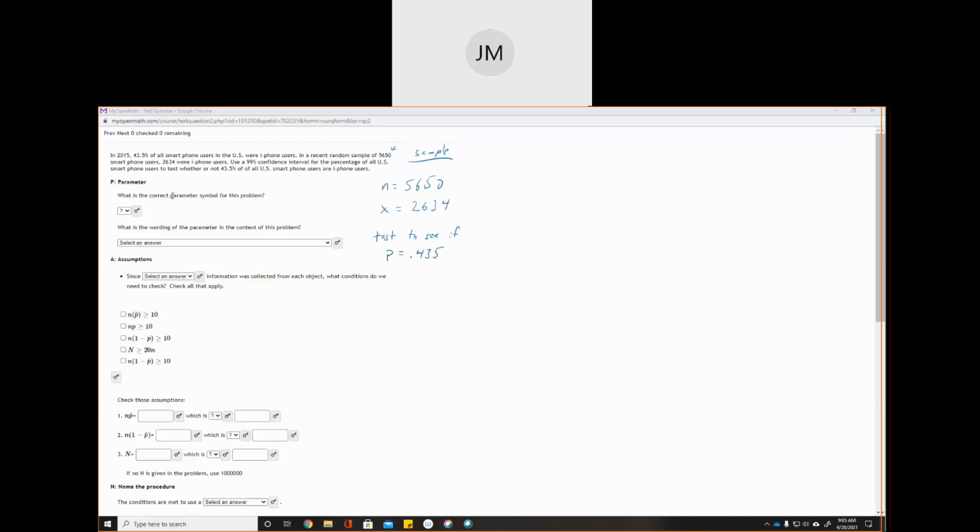The parameter, remember, is the summary piece of information for the population. Okay, so that's going to be P. Just to give you a little bit of contrast here, P hat, which is X over N, is measuring the same thing except in the sample. So it would be the percentage of iPhone users in the sample.